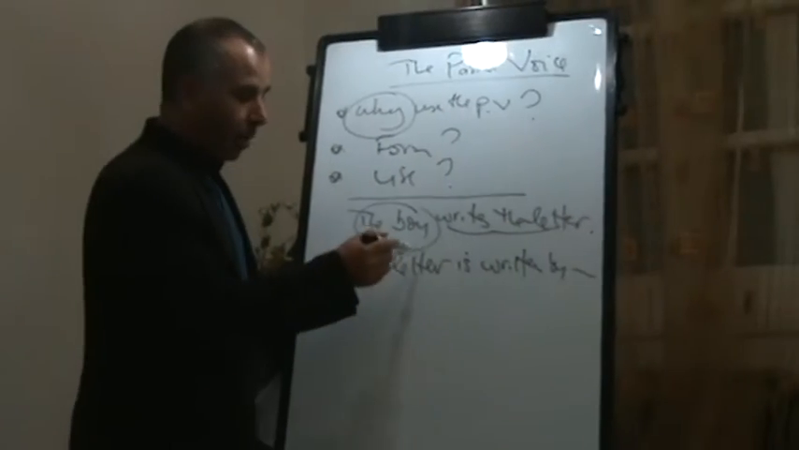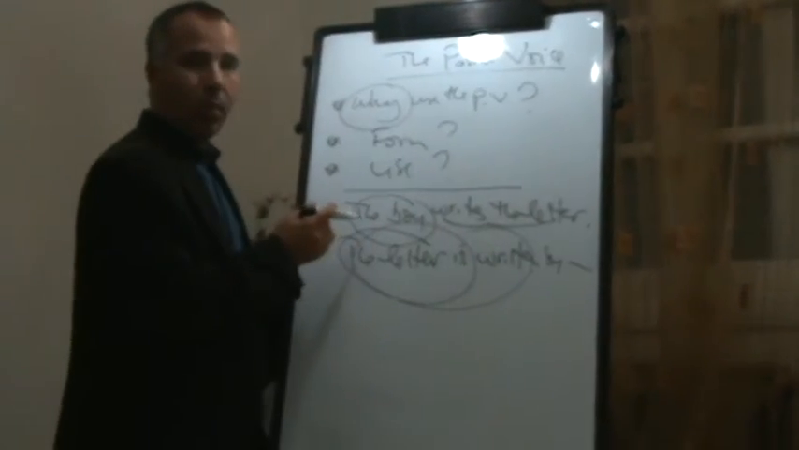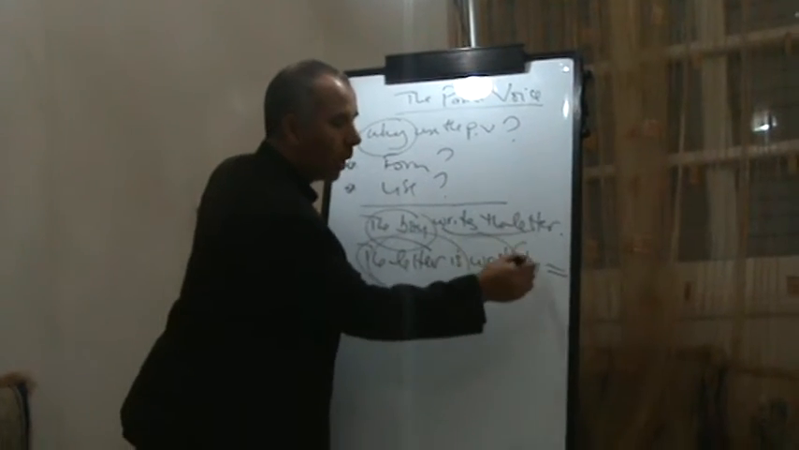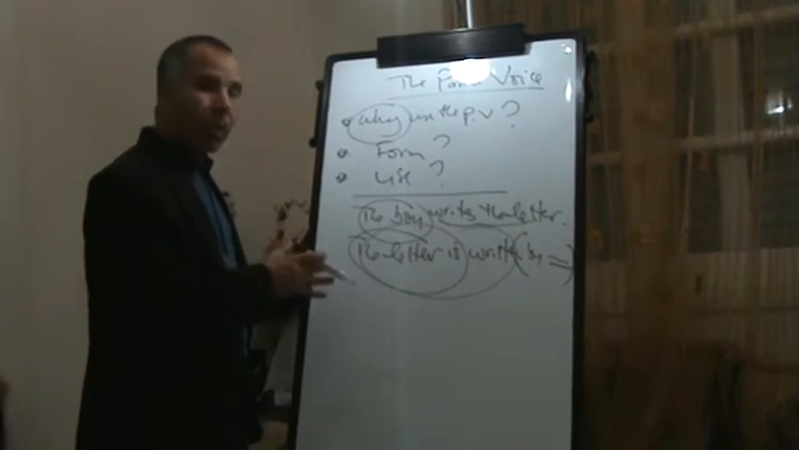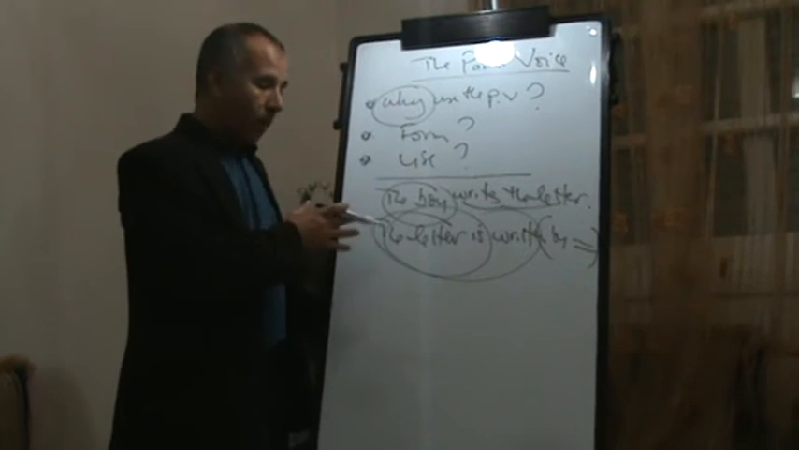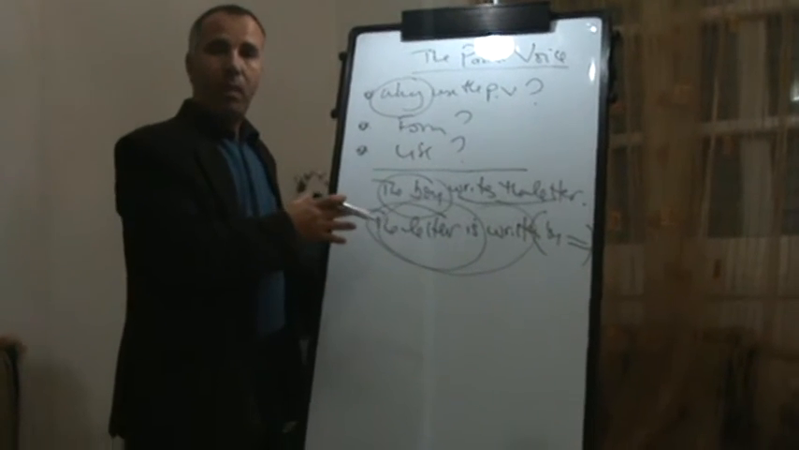So look here. We start with the letter. So the letter or the writing of the letter is more important than the boy. We don't care who writes this letter. We can say by the boy or we can't. We'll talk about this later. What is important is the action, not the agent, the writing of the letter, not the boy.